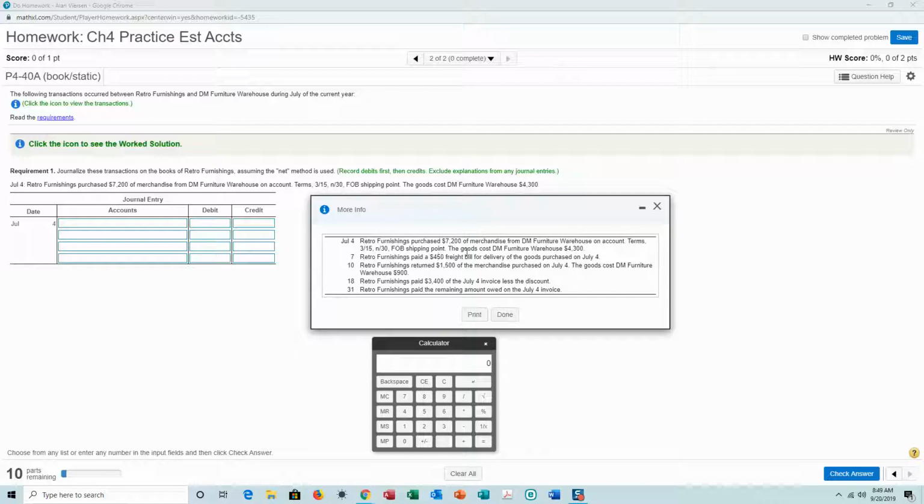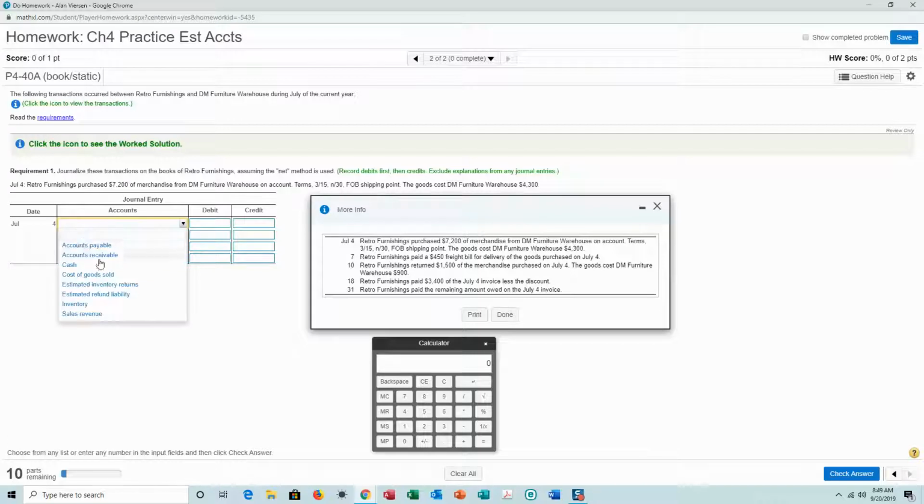The cost of goods at DM Furniture Warehouse is $4,300. Now, this cost of goods is not used when you're the purchaser. It's used when you're the seller. So it's extraneous information. You need to get used to, sometimes in accounting, they give you more information than you need. Okay, so first of all, let's look at the July 4th transaction.